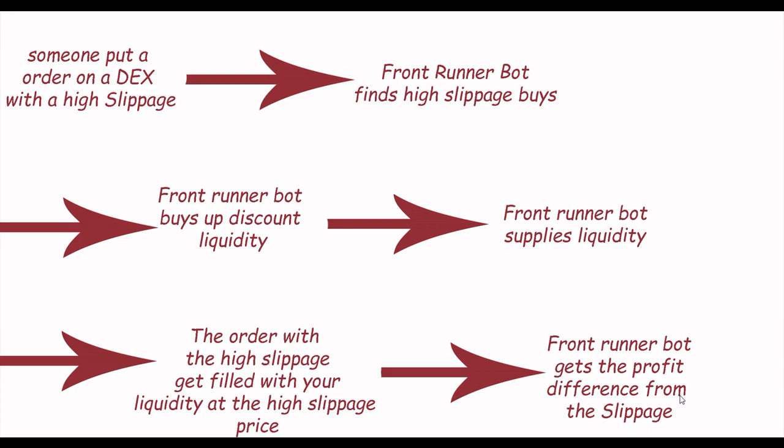Now keep in mind this all happens within one transaction. The bot does it super fast, does all that in one transaction, so this person never even noticed the difference or even sees this front-running bot doing all this to them. They put in an order with a high slippage, their high slippage order was filled. Both people are happy, we made a profit, they got their tokens.